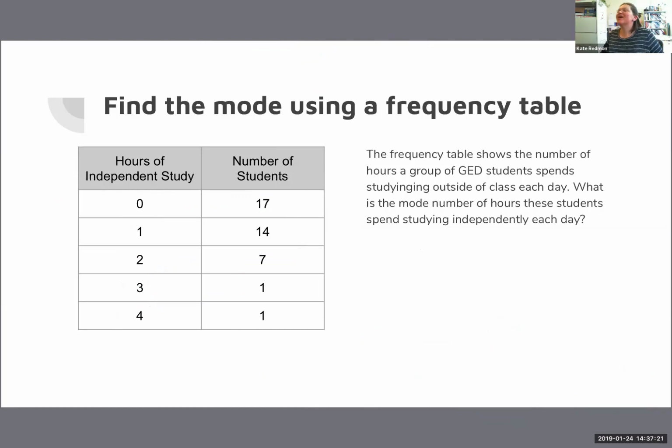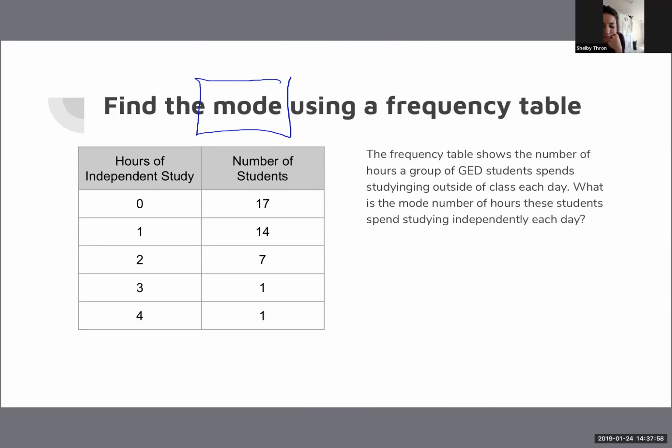Now this one makes me happy. It really does. This is easy. This is the kind of measure of central tendency that you want to do from a frequency table. Look what I'm finding this time. I'm finding the mode using a frequency table. I want to know what is the mode number of hours these students spent. Somebody remind me what mode means. Trendy. It's common. It's the most frequent item. Mode is directly related to frequency. No wonder it's easy on a frequency table.